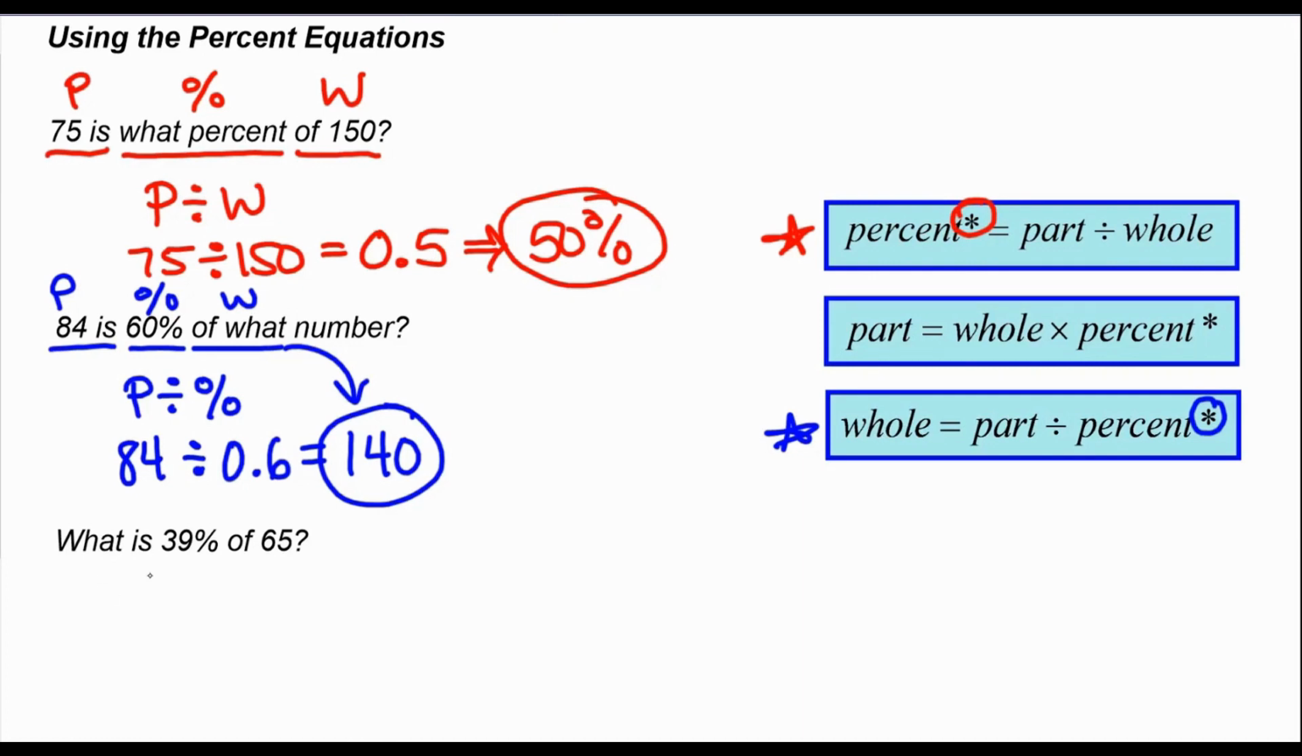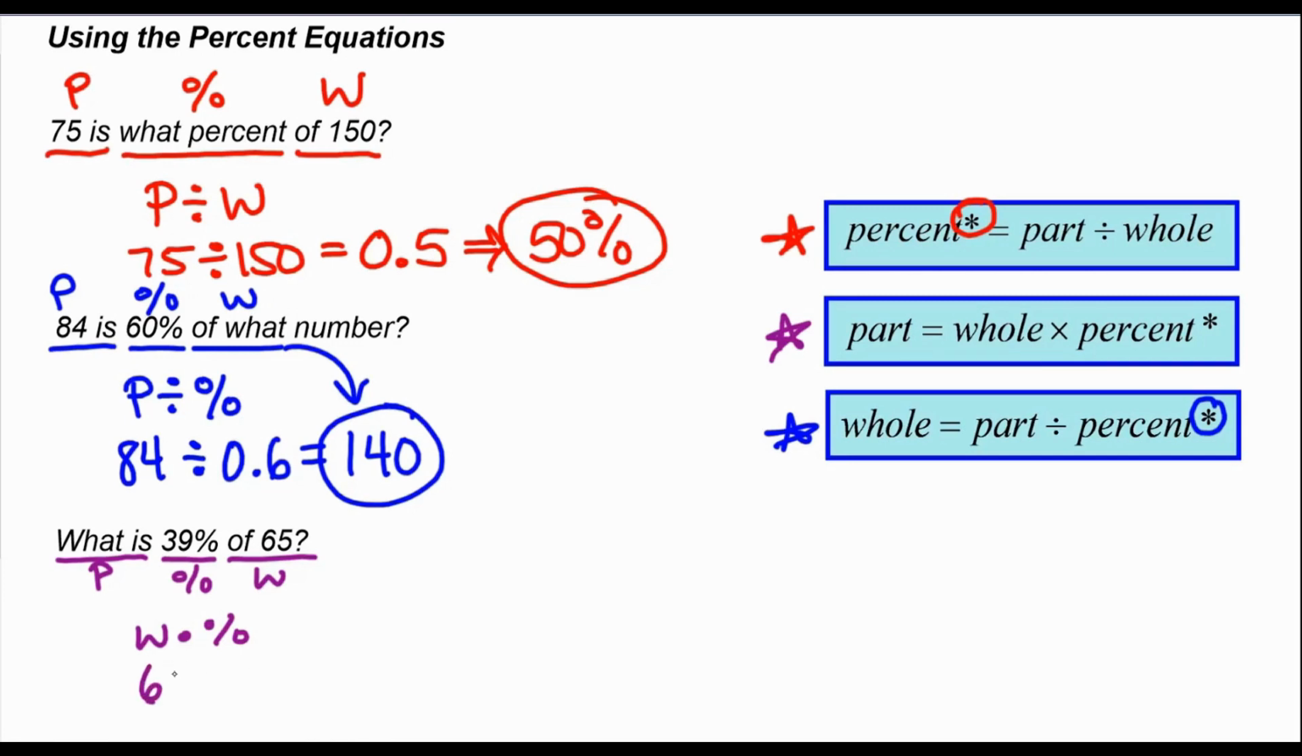And then lastly, what is 39% of 65? What is, so the part is missing. 39% is the percent, and 65 is the whole. So I'm going to be using this equation right here. Part equals whole times percent. So I'm going to take the whole and multiply that by the percent.